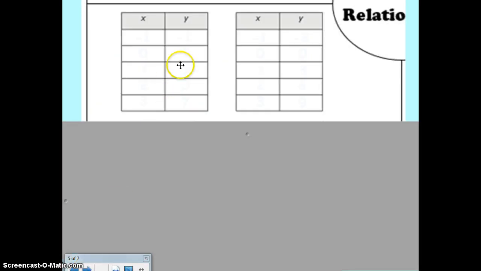Let's look at a few examples. Please copy this table down. As we look at this table, we notice that the change in y, which is 2, divided by the change in x, which is 1, is 2. The change from 1 to 3 is 2, and the change from 0 to 1 is 1. So 2 divided by 1 is 2. This table is an example of a linear relationship.